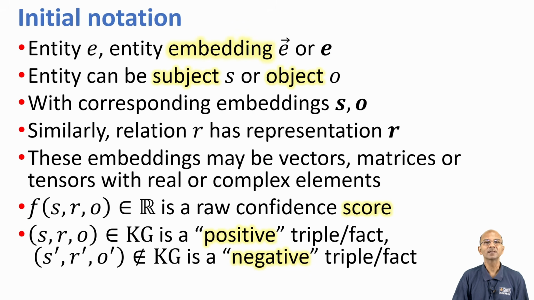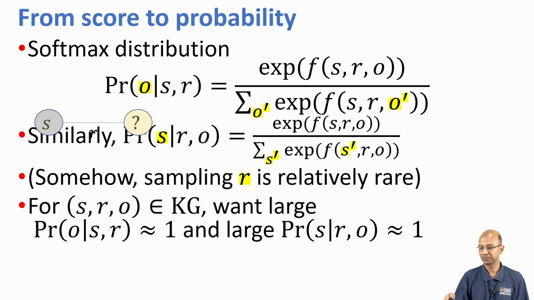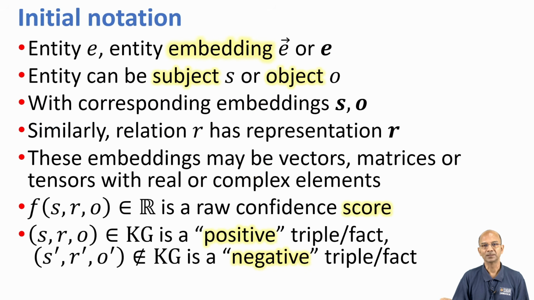When the learning system has fitted a representation for the entity E, we will write it as vector E, like this, as a vector with an arrow on top, or a boldface E. So subjects and objects will have corresponding embeddings bold S or bold O. And similarly, relations will have representations which are written as boldface R.